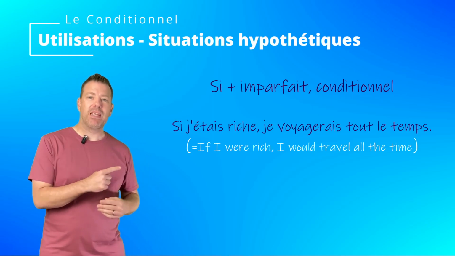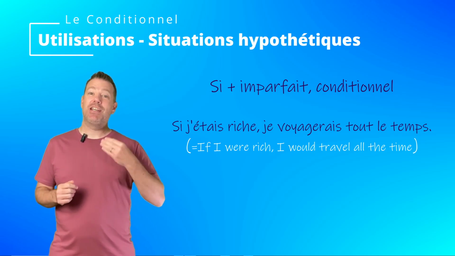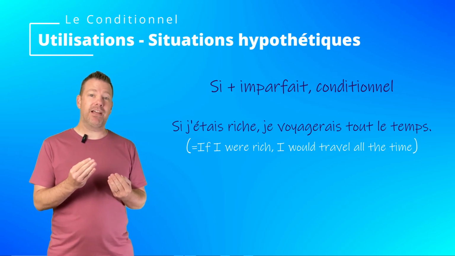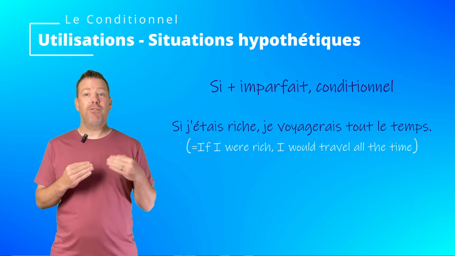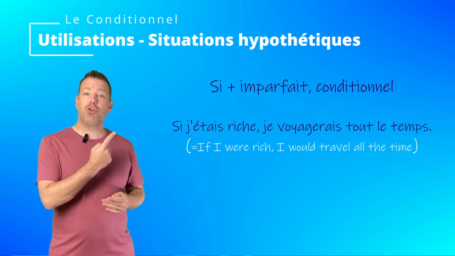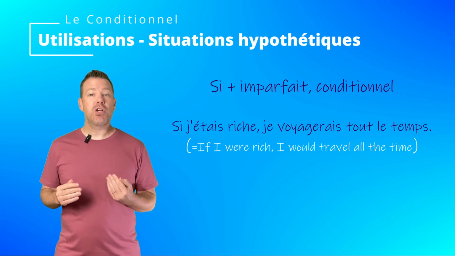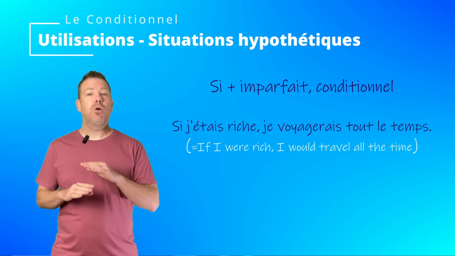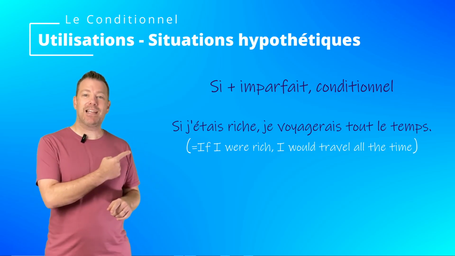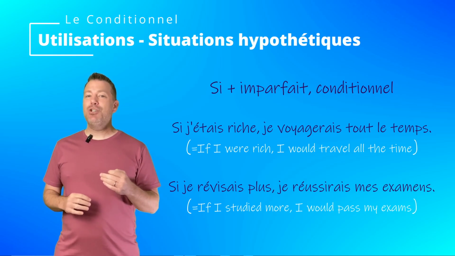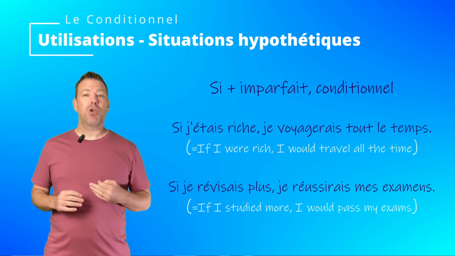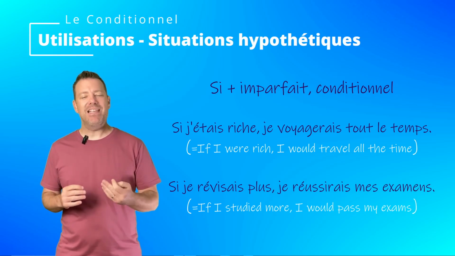For example, si j'étais riche, si and the imperfect, si j'étais riche, if I were rich, je voyagerais tout le temps. I would travel all the time. Second example, si je révisais plus, je réussirais mes examens.